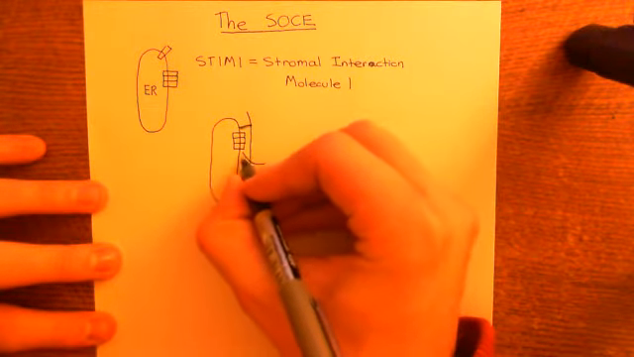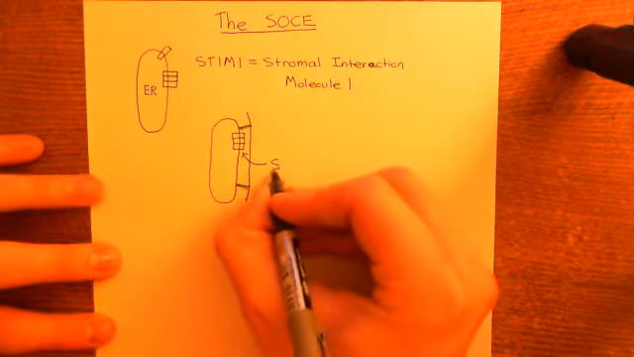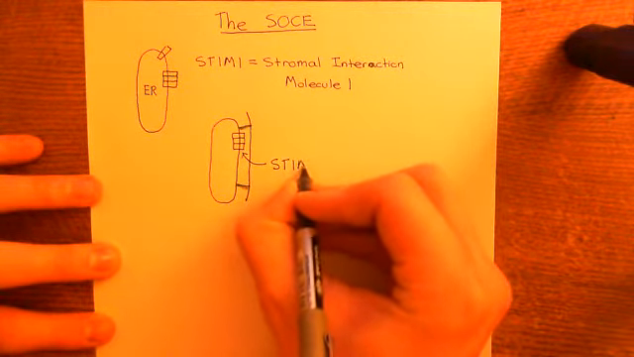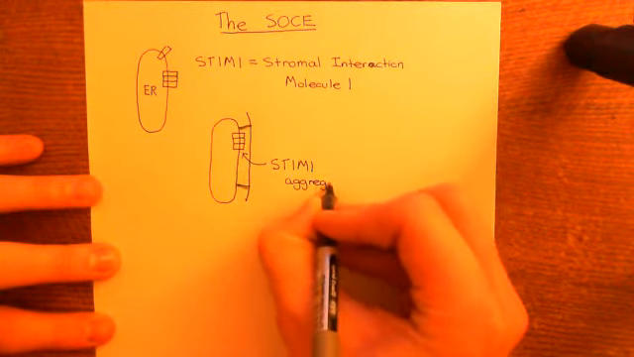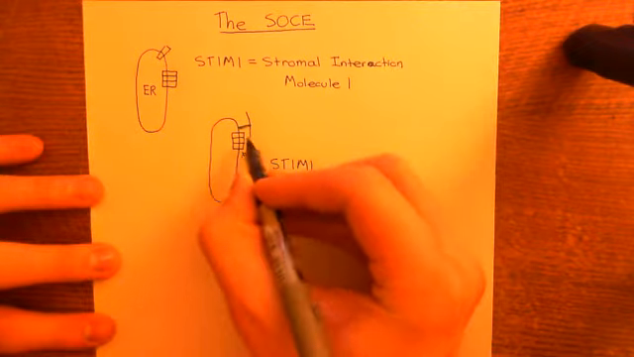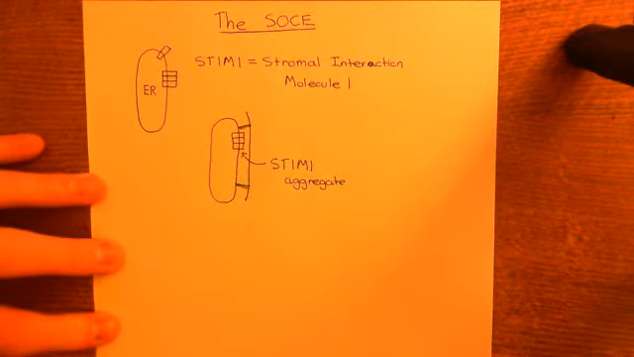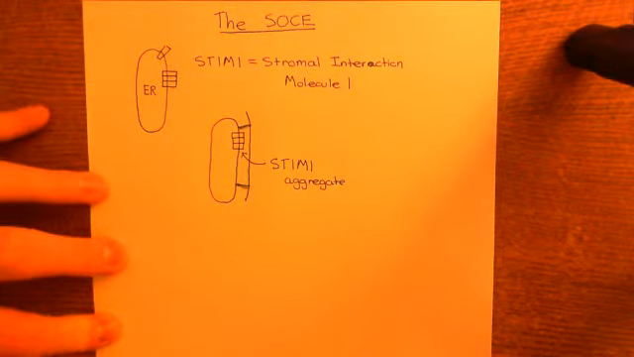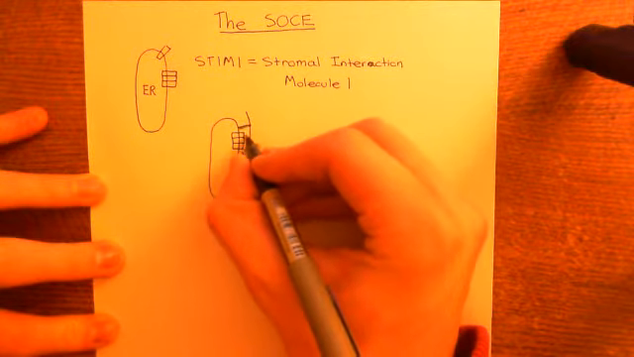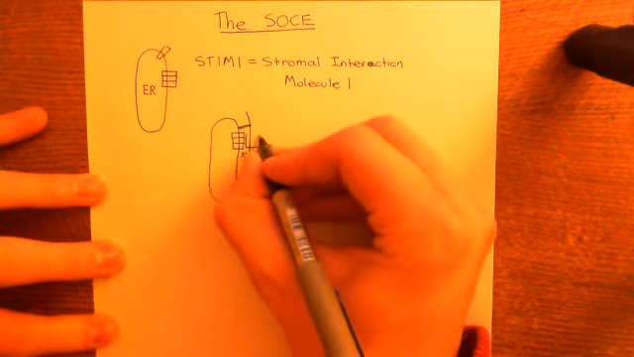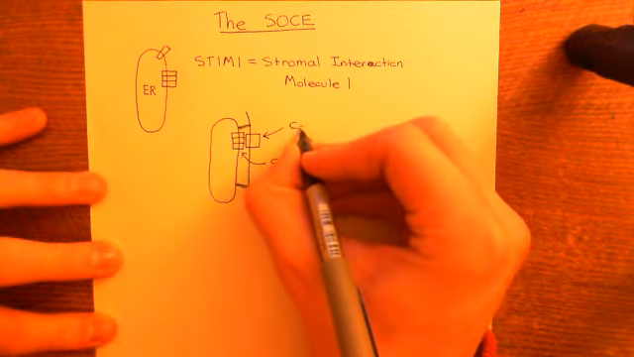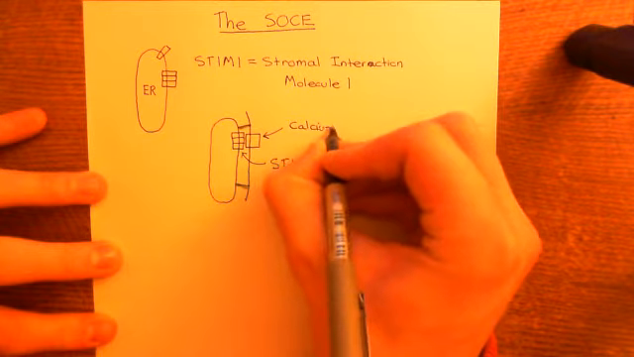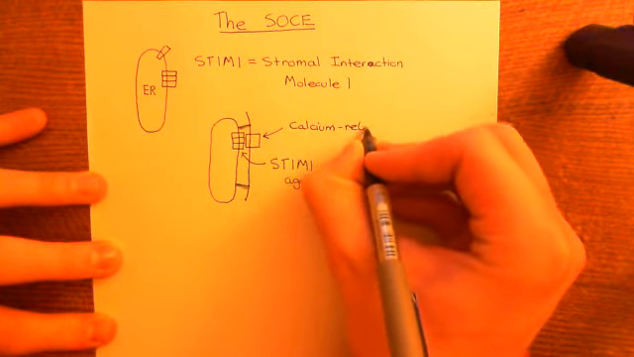Okay, now here we have our STIM1 aggregate, so the stromal interaction molecule 1 has aggregated together to form this nice aggregate, and it's going to activate a channel within the plasma membrane, basically. And this channel is what's known as the calcium release activated calcium channel. Okay, so we'll draw it here. I'll just draw it as a blob for now, but we'll have a look at its structure in more detail in a moment. So this is called the calcium release activated calcium channel.